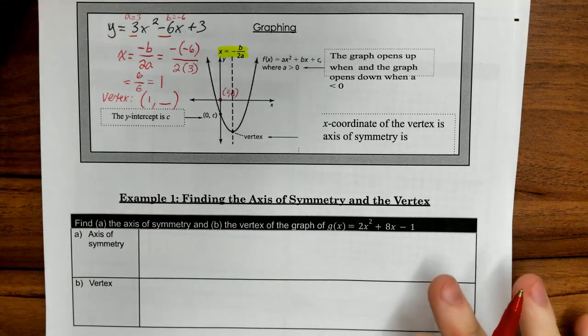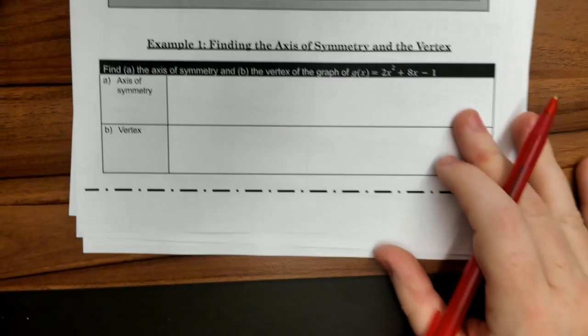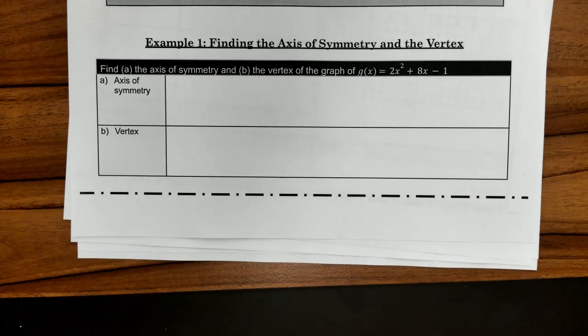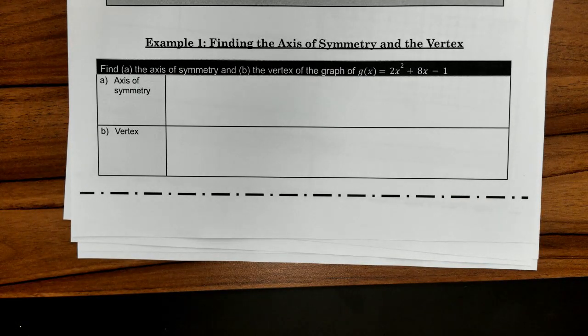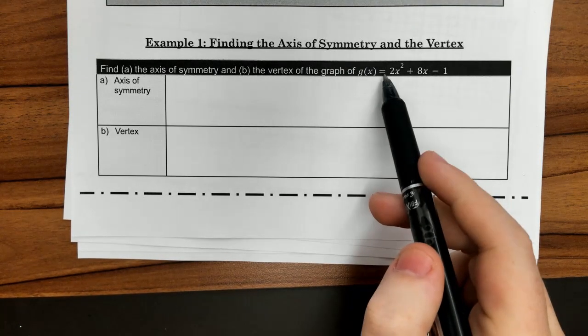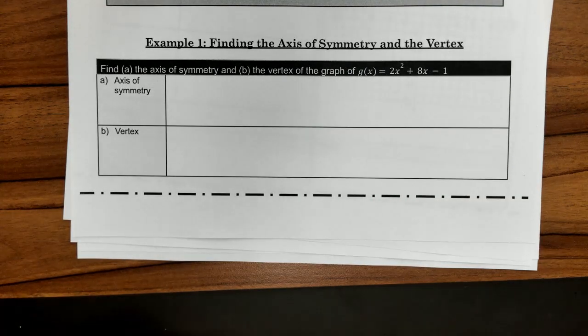So let's take a look at example 1. It says find the axis of symmetry and the vertex of the graph g of x equals 2x squared plus 8x minus 1.